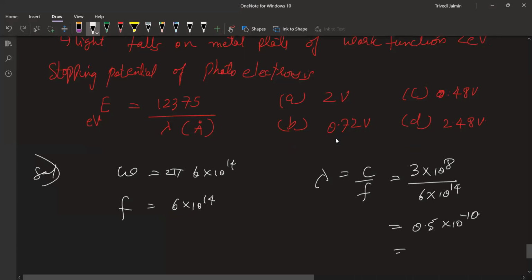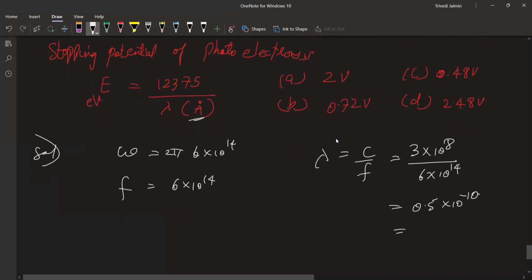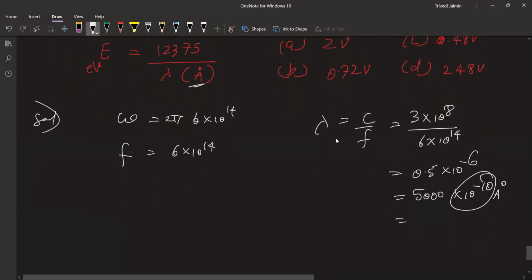Okay, see, I need it in Angstrom. They have given λ in Angstrom. So what we have to do is convert this into Angstrom. It's not 10 to the power 10, it's 10 to the power minus 6. So I need to convert this into Angstrom. I'll get 5,000, which is 10 to the power minus 10 Angstrom. So the final answer is λ equals 5,000 Angstrom.